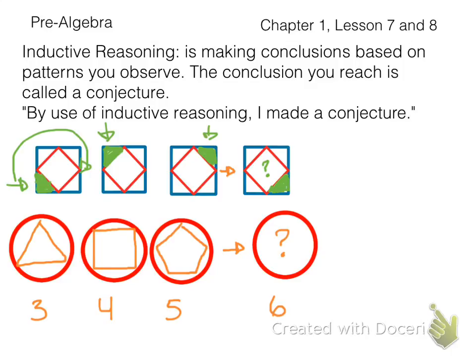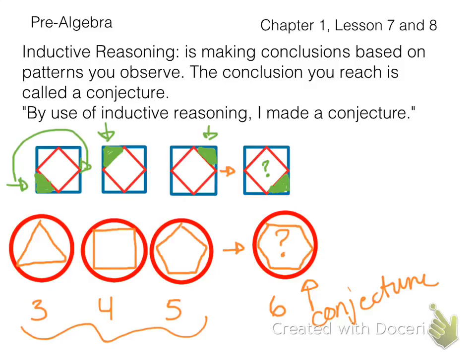I had to look that up real quick because I couldn't remember, but a hexagon has 6 sides. So I'm going to try and draw one for you right there. There we go. There's a kind of shaky six-sided figure, but it's got 6 sides. And again, this is my conjecture based on my inductive reasoning. Alrighty, so there we go.